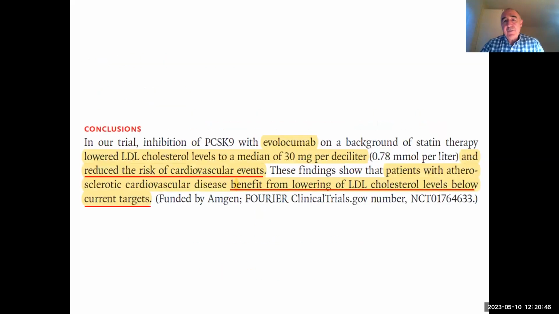Well, the conclusion of the authors of this trial was that the drug was very useful in lowering cholesterol, and it also reduced the risk of cardiovascular events. And they end up saying that we should lower cholesterol levels more than what the current targets say, and we should go more strict and more intense in our approach to cholesterol.